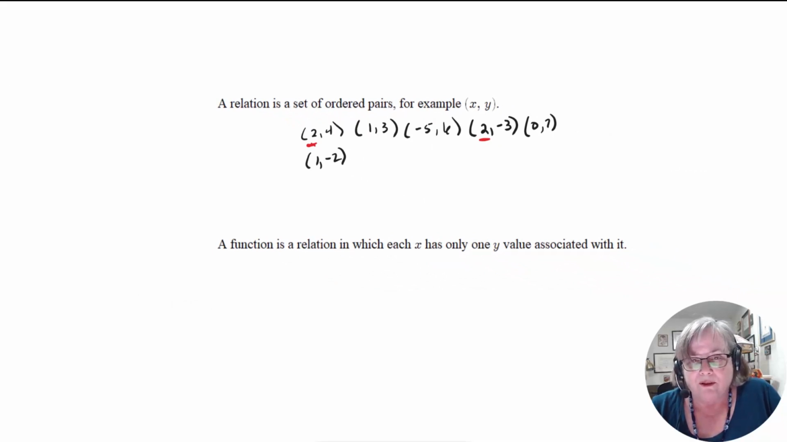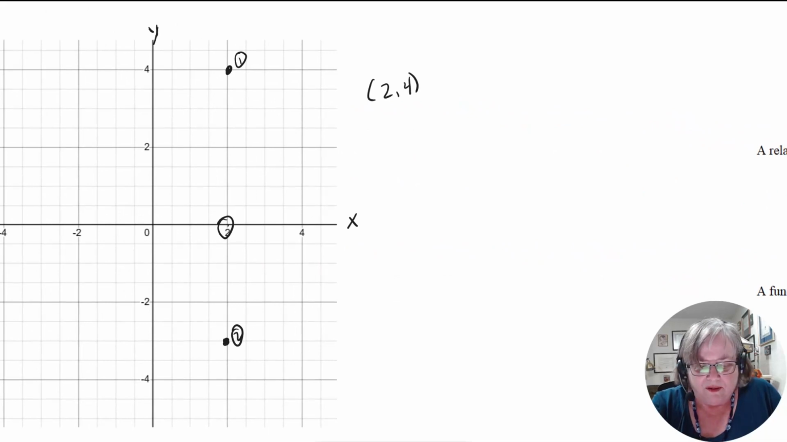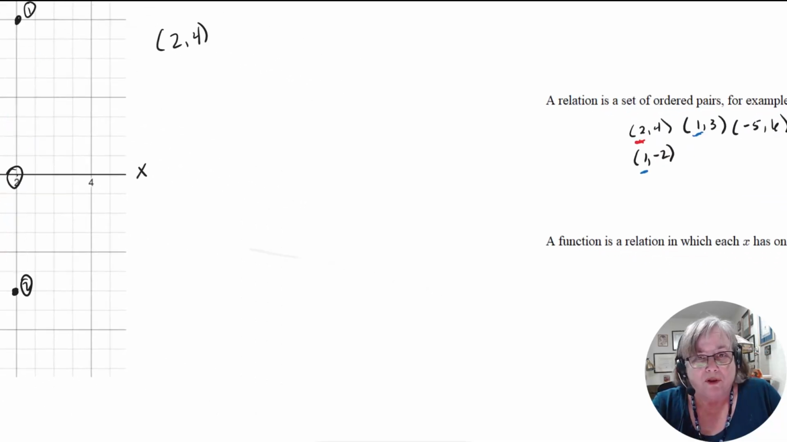Can you see any other ordered pairs up there in the relationship that would make this excluded from functions? Well, here's a (1, 3), and a (1, -2). So we would have a (1, 3), and a (1, -2). And see how this x has two y's. So that makes it not a function.